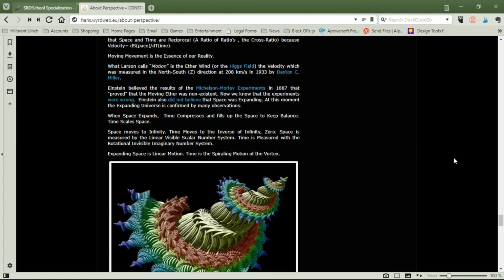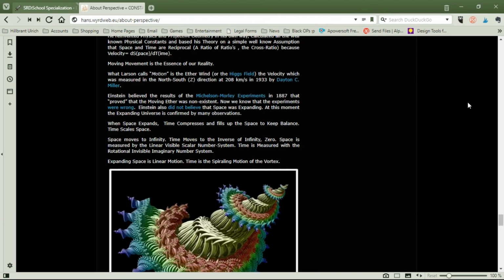Right? I don't know. Do we want to get into the expanding universe? Yes, because it relates to motion. Okay, when space expands, time compresses. Time compresses and fills up the space to keep balance. Time scales space. Space moves to infinity. Time, or the one, moves to the inverse of infinity, 0.